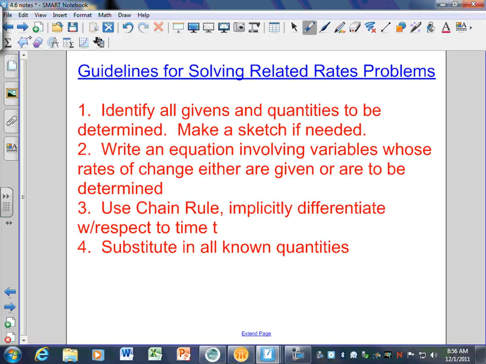You need to find dr over dt, dh over dt. And then this is a new thing. We're going to take the derivative with respect to time. So that's where all those rates of change go in. And then we'll substitute in what we know, and you should be able to solve that problem. Some are easier than others, and some are just crazy. So let's see if we can get through at least two of these.